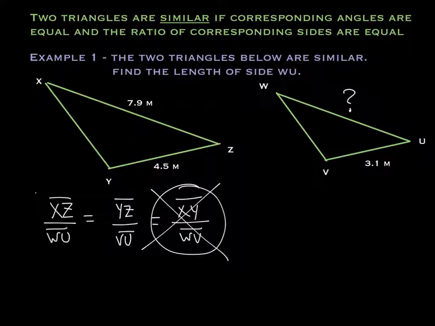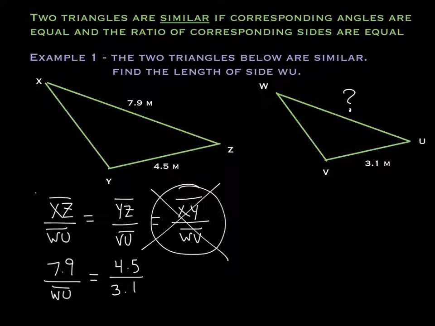So let's start filling them in. What is side XZ? Well, it's 7.9, so we'll write that in. What is side WU? Well, that's what we don't know. That's what we're being asked to solve for, so we'll just leave that as WU. This WU can be treated just like an x, like a variable we've dealt with before. Now let's move on. Side YZ is this side right here, so it's 4.5, and side VU, over here, is 3.1.